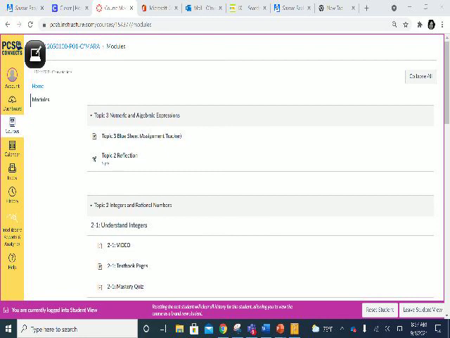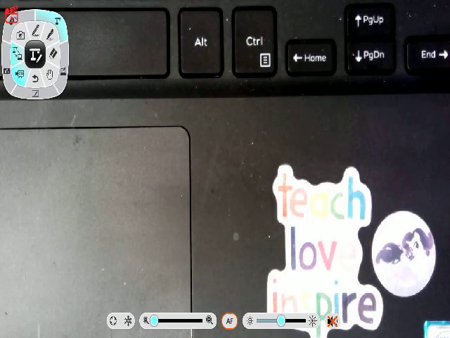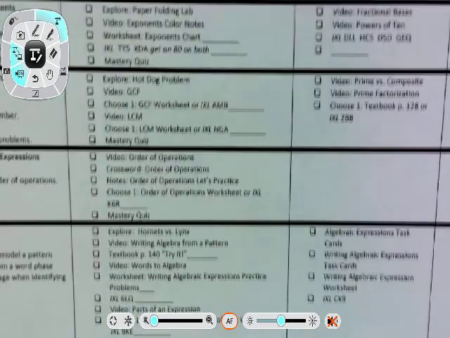So the first thing that you should be doing is going to Canvas, like you can see on my screen, going to modules, and you can see topic 3 is right here, okay? And before you do anything else, you should be completing the topic 2 reflection. So pause the video, do that, and then come back. All right, so you should have already done the topic 2 reflection.